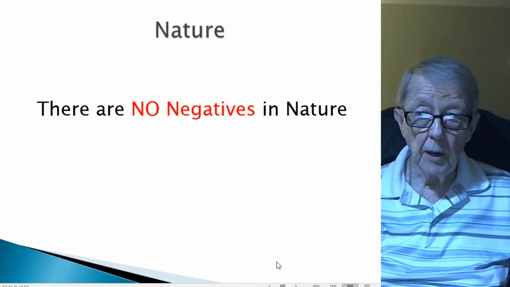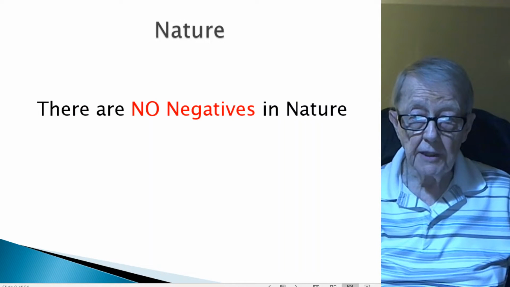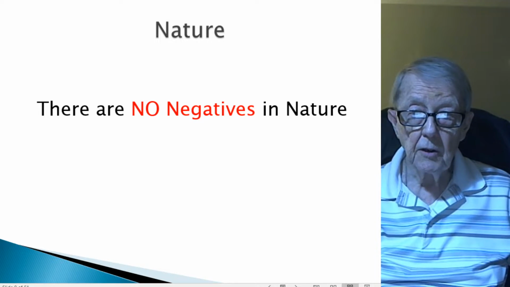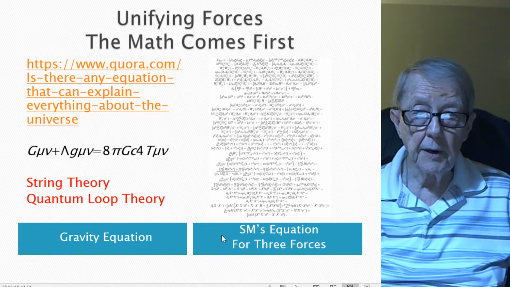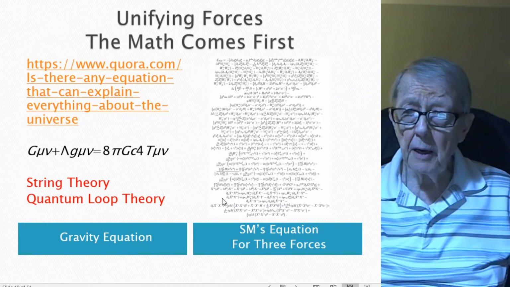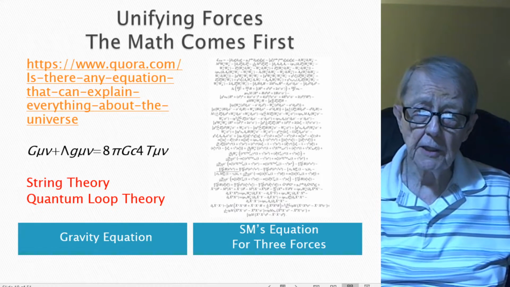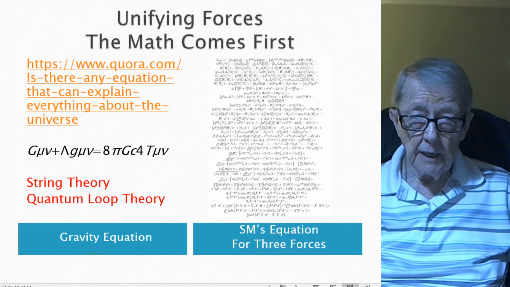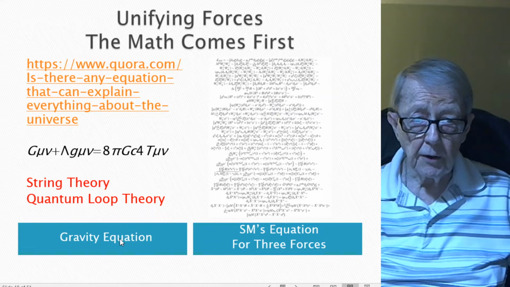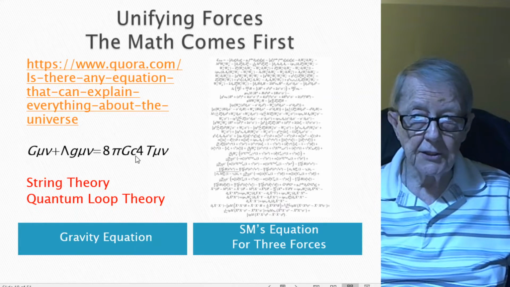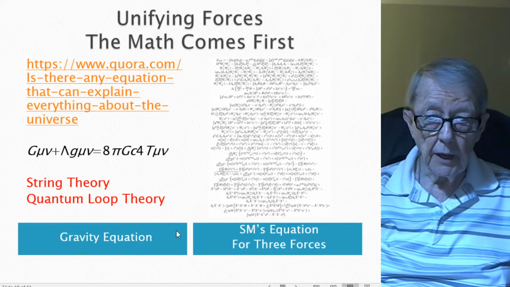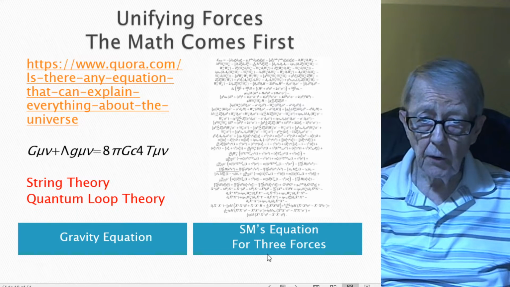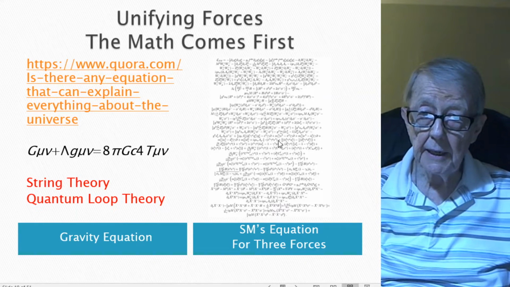In nature, what I'm trying to point out, there are no negatives in nature. You can't have negative particles or whatever. This comes to mind a little bit about math versus physics. And one of the things that we've seen in the last 80 plus years is that they've tried to unify Einstein's gravity equation with the one-page equation for the 3 forces in quantum mechanics.